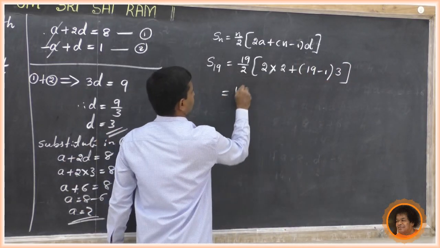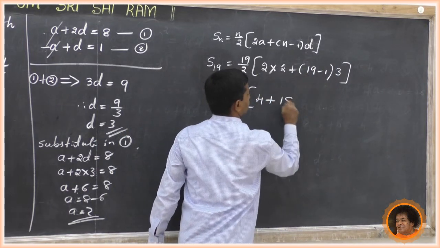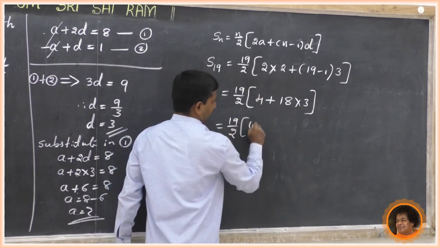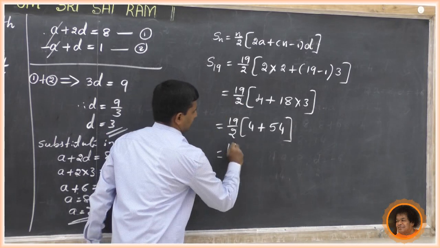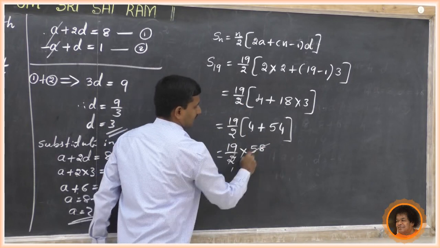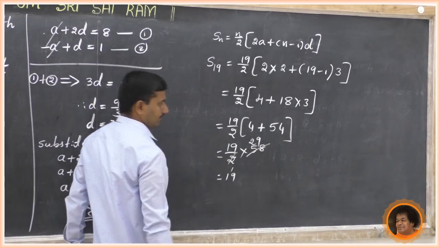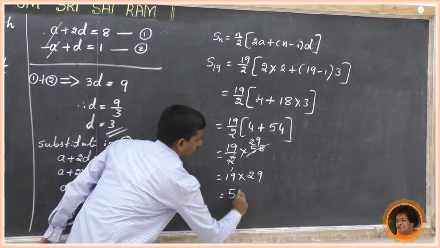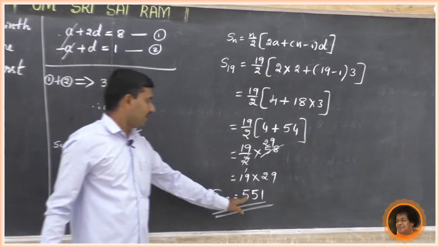Now simplify. 19 by 2, 2 into 2 is 4, plus 19 minus 1, 18 into 3, equals 19 by 2 into 4 plus 18 into 3, that is 54. Now simplify. 19 by 2 into 4 plus 54, 58. 2 1s are 2, 2 2s are 4, 2 19s are 38... so 2 9s are 18. So 19 into 29, which is equal to 551. So that is the sum of the first 19 terms, 551.